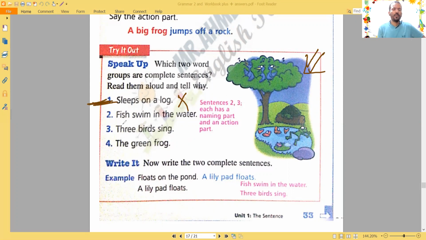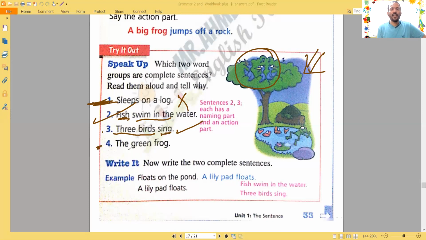Number two, fish swim in the water. Yes, this is a sentence. Why? Because we know what swims, the fish. What is the action part? It's swim. So we have the naming part, which is fish, and the action part, swim in the water. Number three, three birds sing. As you can see, those birds, three birds sing. It's a sentence. Why? Because we have the naming part, three birds, and the action part, sing.